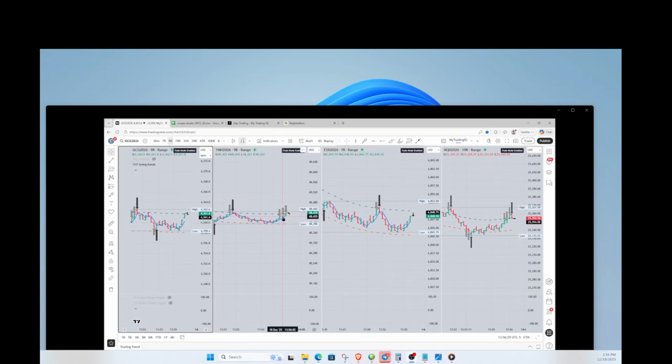And we have the same thing going on here with the YM. So there it is on the NQ, and now we need to get it on the YM. A down close on the YM would be the next thing.